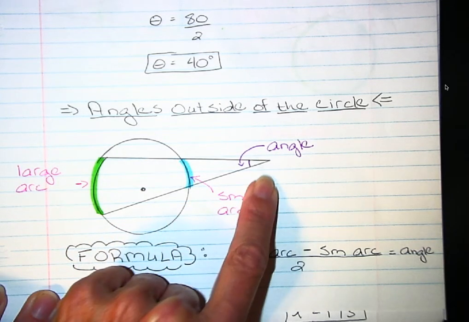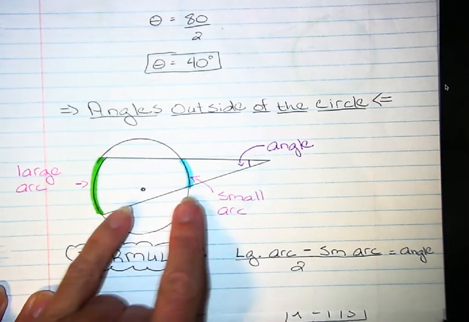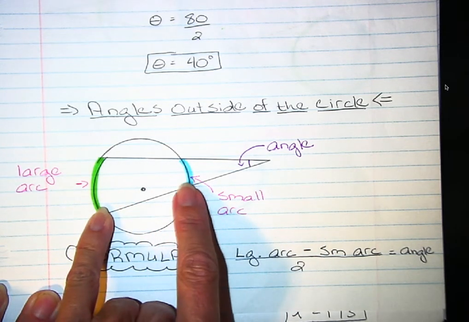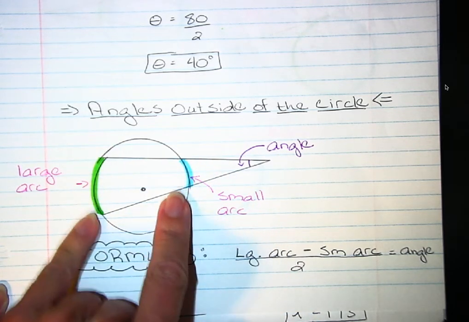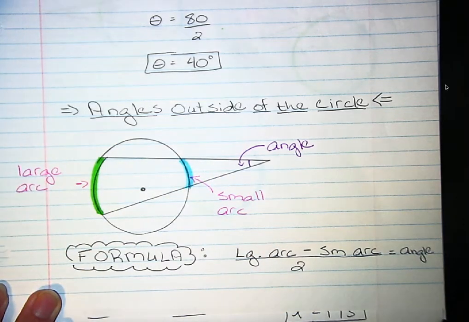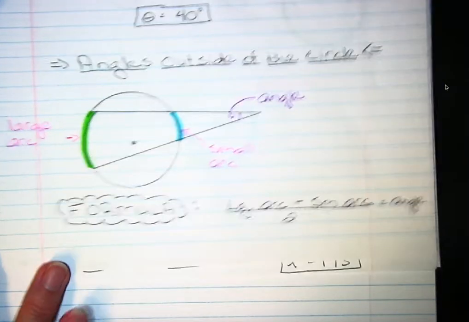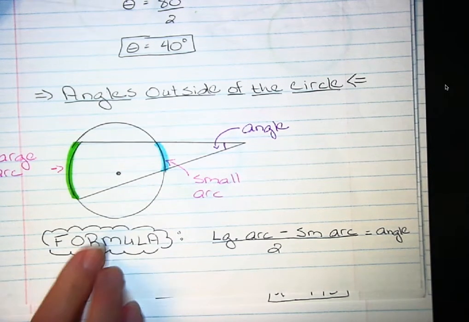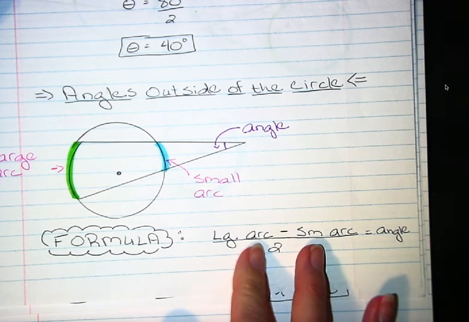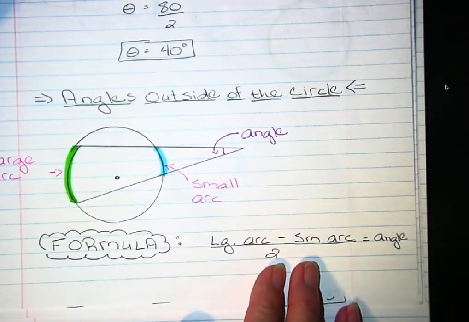Now, we're looking for this angle out here that it creates. Because you have two lines, you'll always have a small intercepted arc and a large intercepted arc. The larger intercepted arc is always the one that's farther away from the angle. So the formula here is a little bit different. Instead of adding the two arcs together, we're going to subtract the two arcs and divide them by 2. So that's the biggest difference.